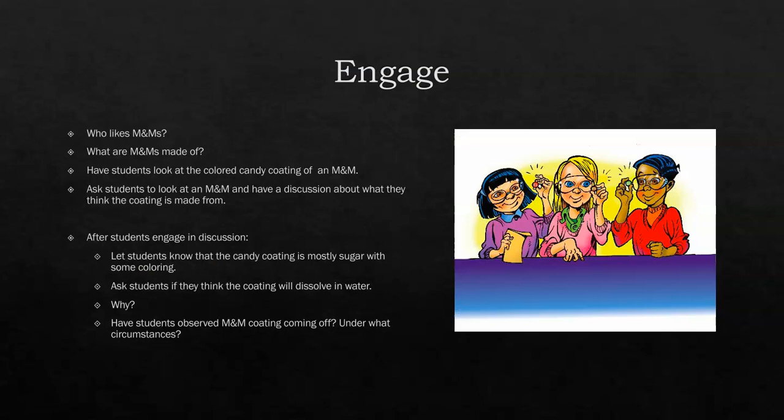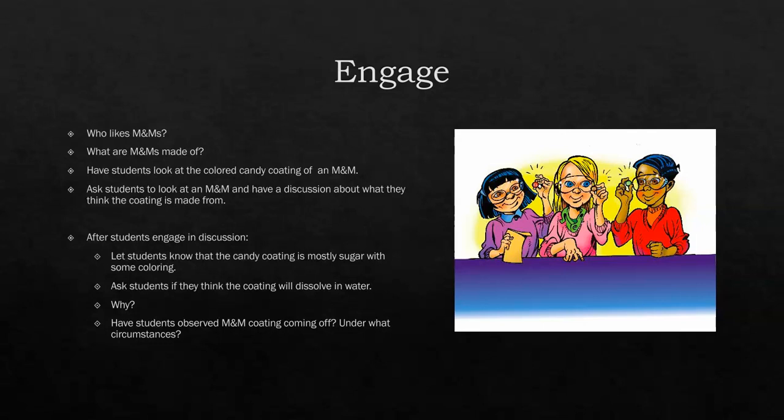So what are we going to do? Well, step one, we need to engage our students. We're going to ask them things like, who likes M&Ms? What are M&Ms made out of? You can have students look at the colored candy coating of an M&M and have a discussion about what they think the coating is made from. And you can do this through a think, pair, share, or a group interview, or you could just have them brainstorm and you're just writing lots of things down on a map. But there are lots of things that you can do.